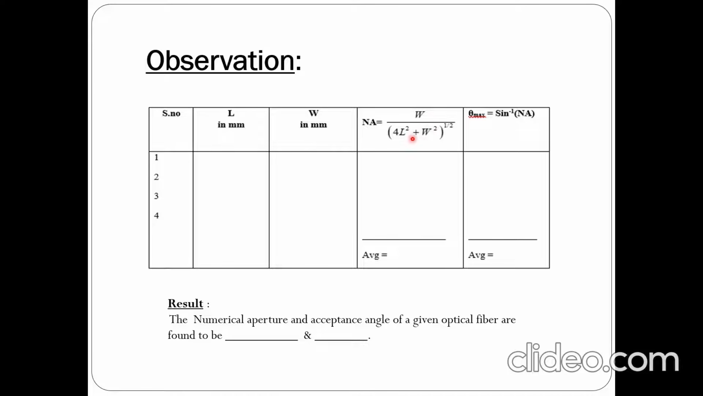By substituting L and W values in this formula, we can calculate the numerical aperture. By taking the sine inverse of this NA, we can calculate the acceptance angle of the fiber. In this way, for different L and W combinations, we have to calculate the numerical aperture and acceptance angle. Finally, we have to calculate the average of all these numerical apertures, and the average value of all the acceptance angles. This average numerical aperture and average acceptance angle values we have to write in the result.